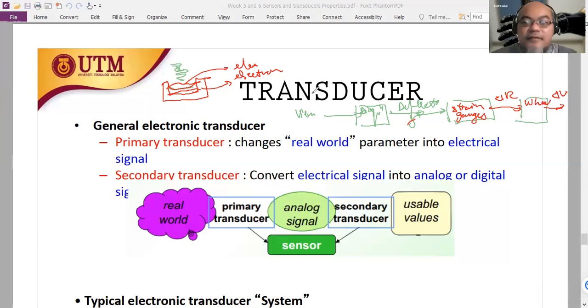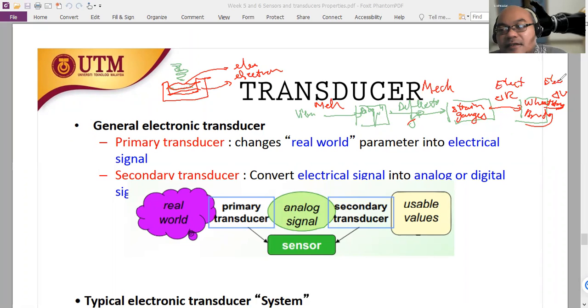So here it is not that easy to say which one is the primary transducer, because this is still mechanical domain, vibration. Deflection is also a mechanical domain parameter, while delta R starts to be electrical domain. This is also electrical domain. Well, we can say that the strain gauge is the primary transducer here, because it is the transducer that converts physical domain energy or information, mechanical domain, into electrical domain information in the form of resistance change.